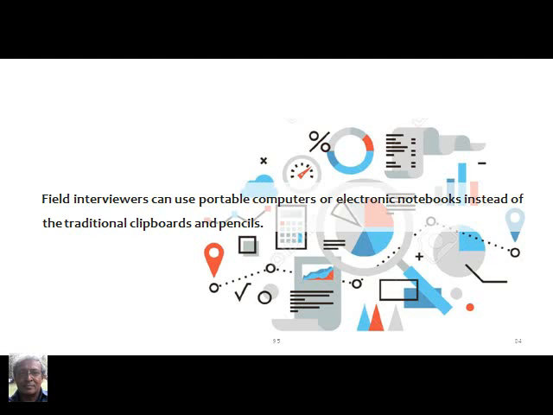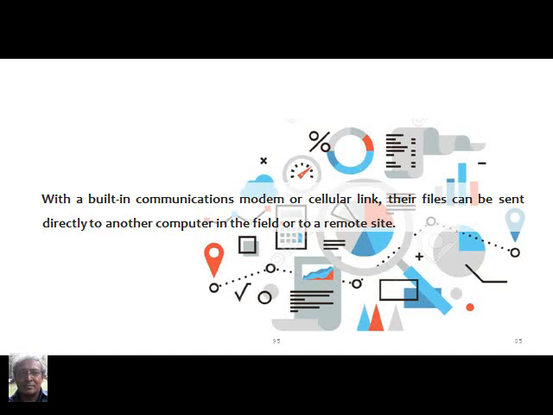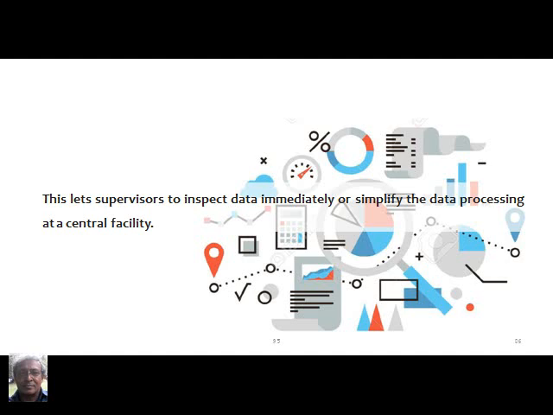Field interviewers can use portable computers or electronic notebooks instead of the traditional clipboards and pencils. With a built-in communications modem or cellular link, their files can be sent directly to another computer in the field or to a remote site. This lets supervisors inspect data immediately or simplify the data processing at a central facility.